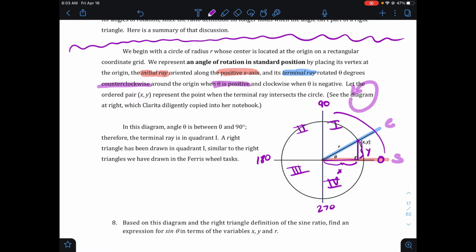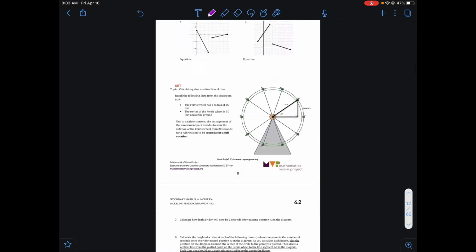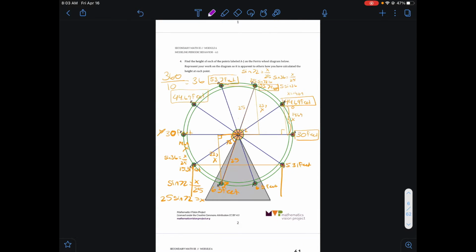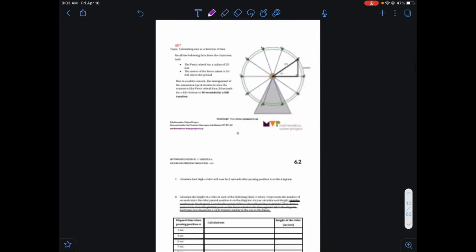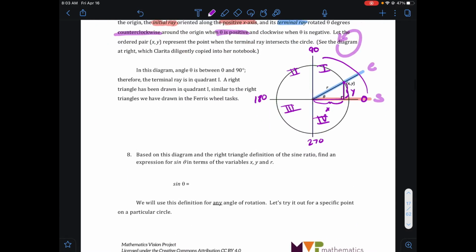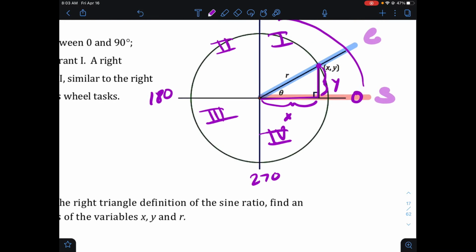Similar to the right triangles we have drawn in the Ferris wheel tasks, right? So these triangles look very similar to what we did in task 1 here, where we drew different triangles in this circle. So it should look kind of familiar. All right, so based on this diagram and the right triangle definition of a sine ratio, find the expression for sine of theta in terms of x, y, and r.